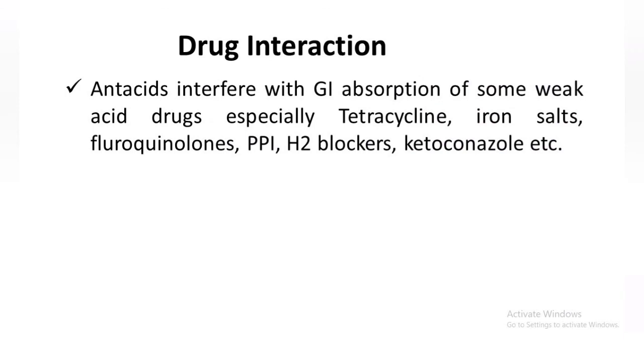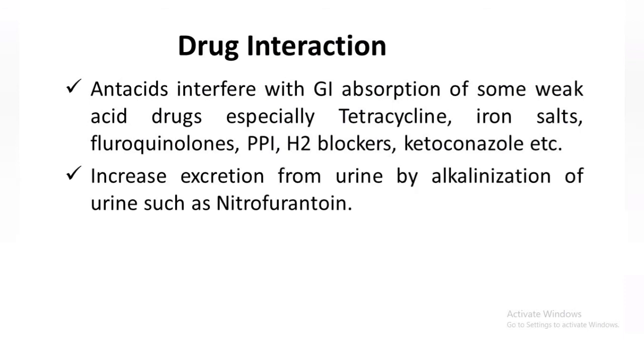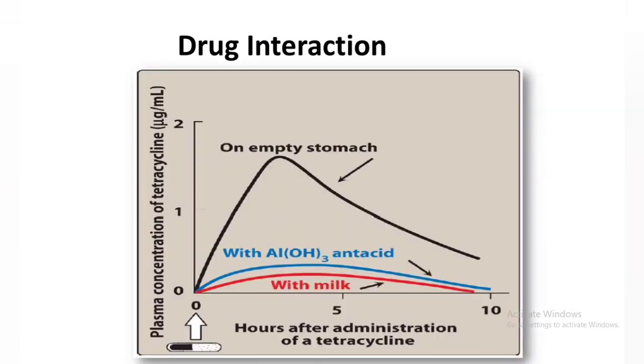Mainly, antacid interacts with absorption of drug by increasing the pH of gastric acid. If the drug is weak acid such as tetracycline, iron salt, fluoroquinolones, proton pump inhibitors, H2 blockers, ketoconazole, then antacid will interfere by increasing the gastric pH. Antacid increases the excretion from urine by alkalization of urine such as nitrofurantoin. You can see the example in this.